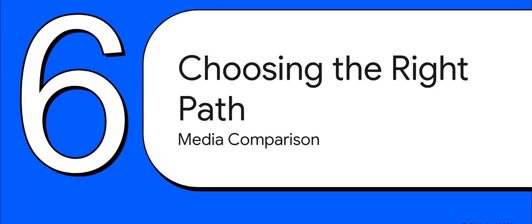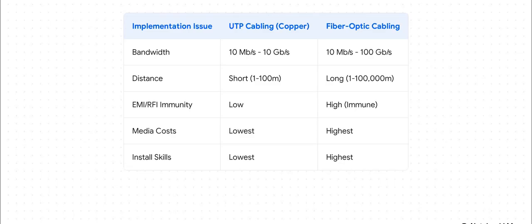The big question for any network designer is, how do you choose the right path for your data to take? Well, this chart here really makes the choice crystal clear. You look at it, and fiber is just vastly superior in speed and distance, and it's totally immune to interference. But then, you look at the cost and the skills needed to install it. Copper is so much cheaper and way easier to work with. It's a classic engineering trade-off, really. Pure, raw performance versus cost and practicality.